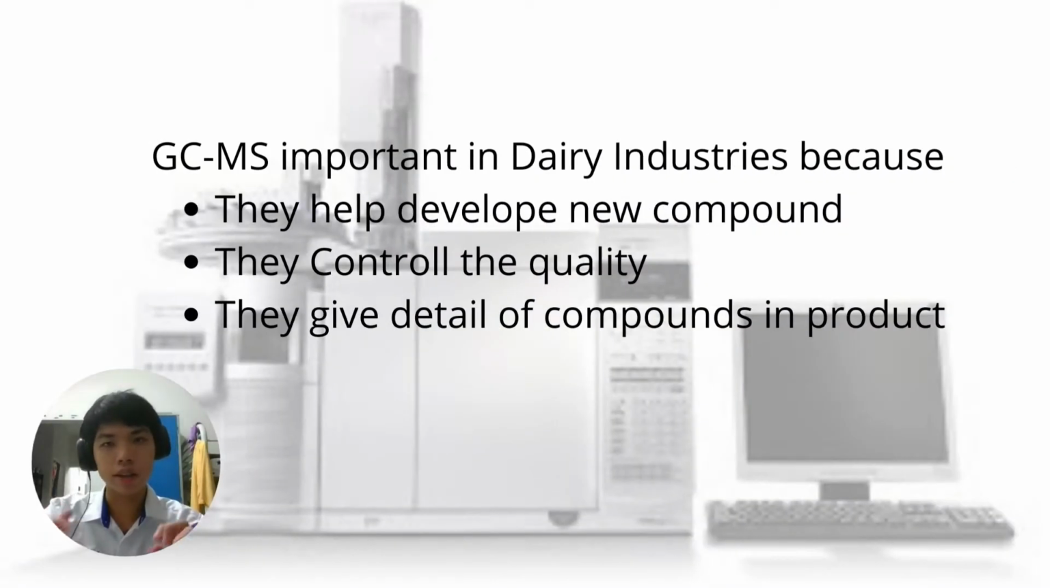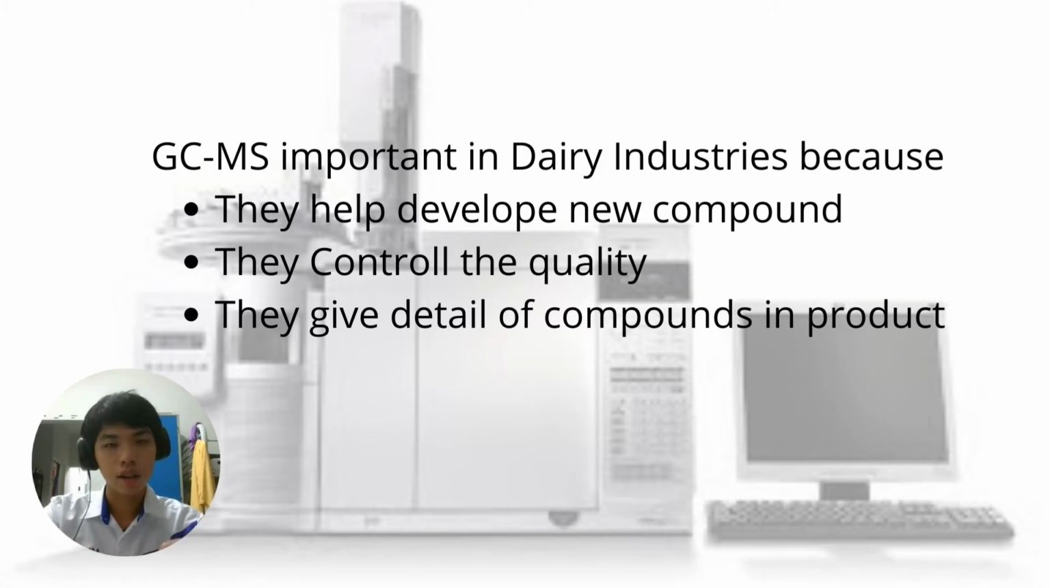GCMS is very important in the dairy industry because it helps develop new compounds. After we create a compound, we need to know its properties and its identity. So we don't want to repeat all the compounds again and again, so we can find another new compound and its processing method.